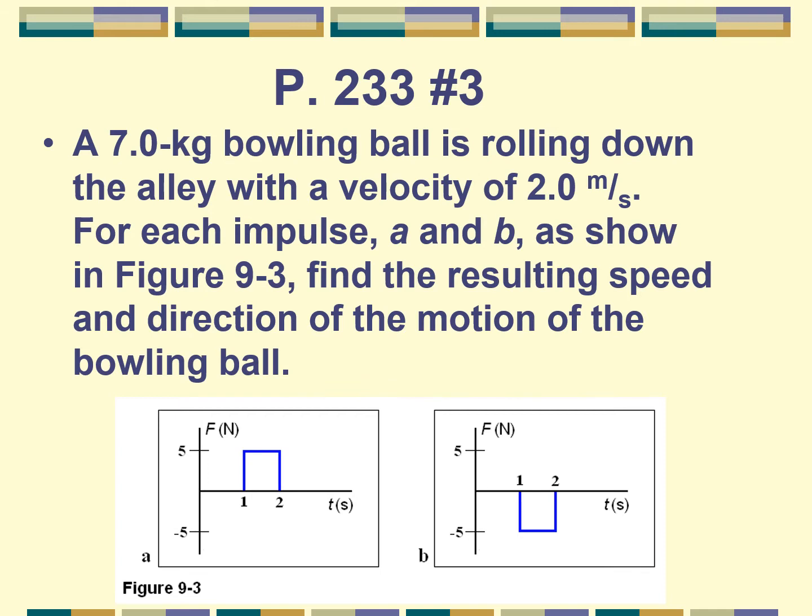For each impulse A and B, so that's these two down here, A right there, B right there, as shown in figure 9-3 below, find the resulting speed and direction of the motion of the bowling ball. First and foremost, we need to find the impulse of both of these. This one has a base of 1 and a height of 5. This one has a base of 1 and a height of -5. So we're going to get +5 for A for that impulse, and then -5 for the impulse on B.